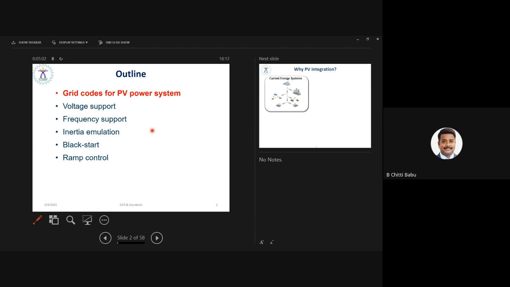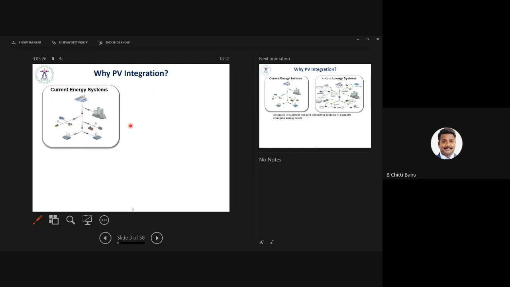Of course, the outline includes the grid connection requirements for solar photovoltaic power systems. The important grid connection requirements include voltage support, frequency support, inertia emulation, black start, and ramp control. We will discuss each and every point in detail so that you understand the importance of grid connection requirements for photovoltaic power generation systems.